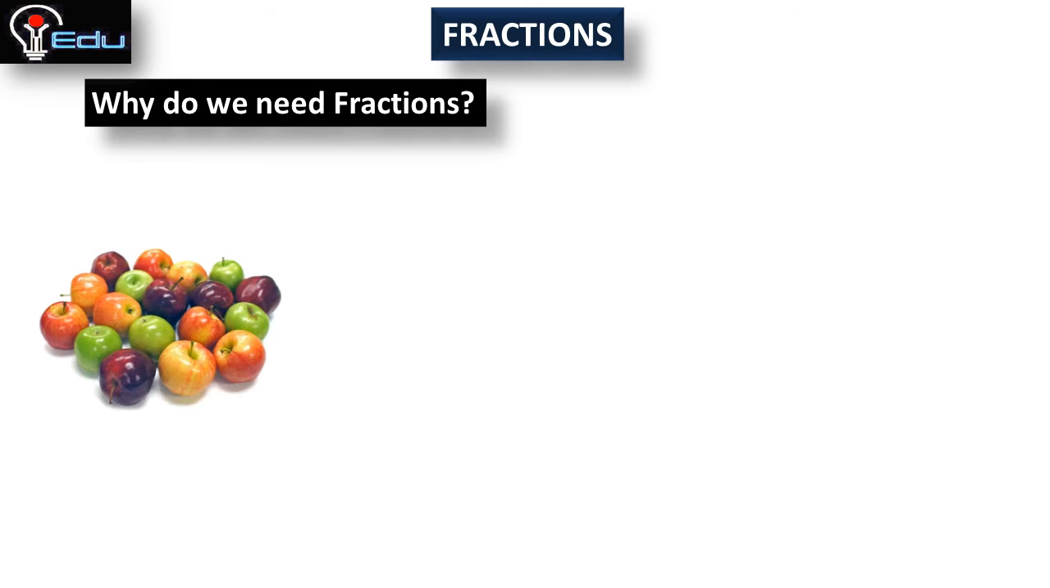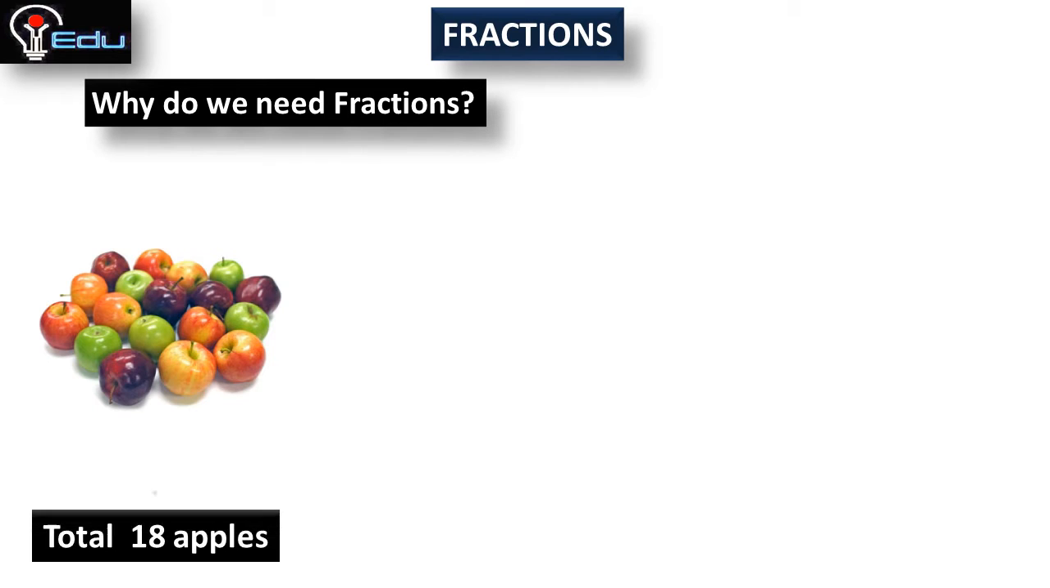Why do we need fractions, continued. We will take the same example, that is the group of apples. Already we have seen that a total of 18 apples are there in this group, and some of the apples are red, some are green, and some are red yellow. So to represent those different items in a group, we require fractions. We will see that one by one.